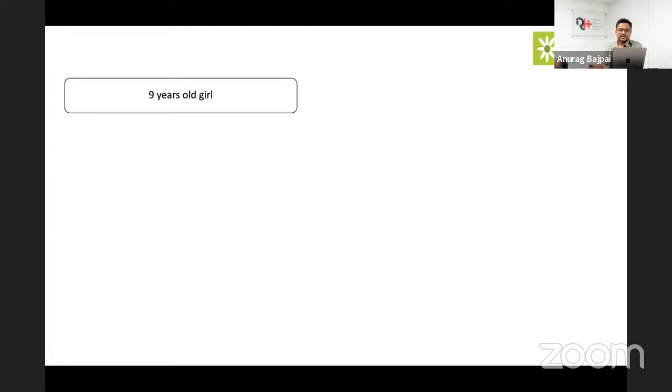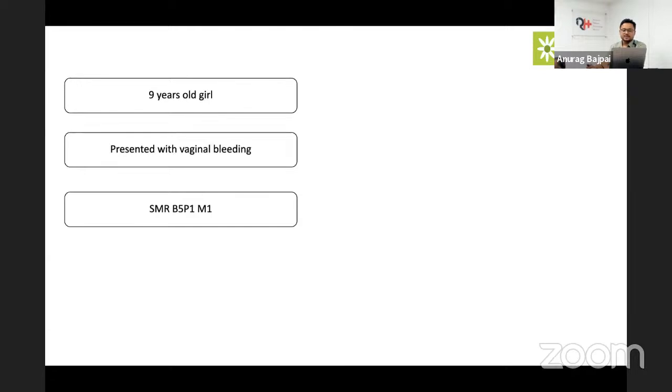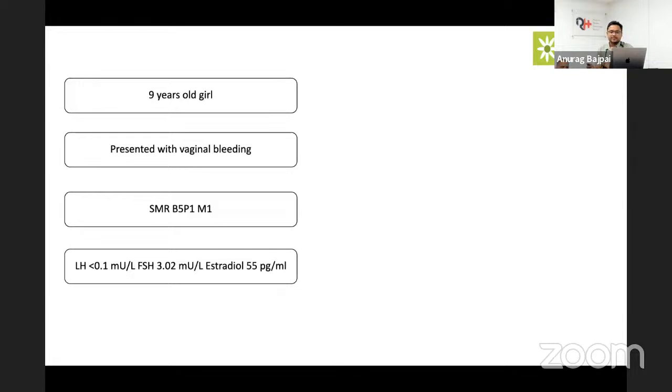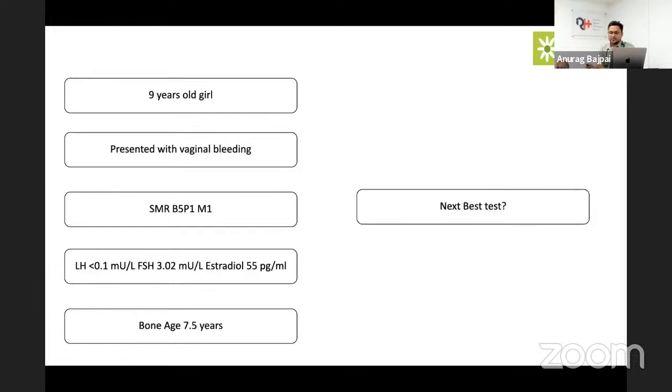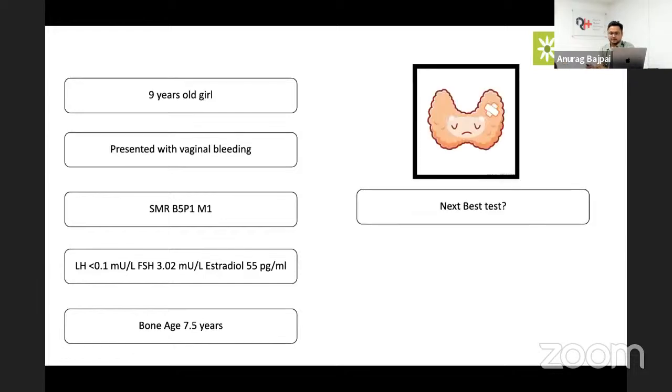Okay, so next case, a 9-year-old girl child presented with vaginal bleeding. She has a Tanner staging of B5, P1 and M1. Investigations were done and show a low LH and FSH level with a high estradiol level, with a bone age of around 7.5 years. So before jumping into any other investigation, what is the first investigation that should be done in this case? I think this is a very classical case which we have always emphasized a lot. A girl who has vaginal bleeding without pubic hair development, who is short. The most common cause is hypothyroidism. So we should do a TSH level in that perspective.